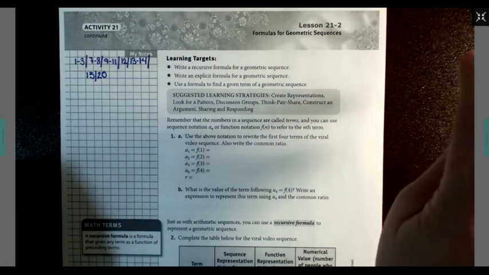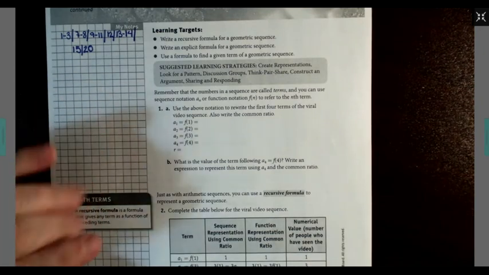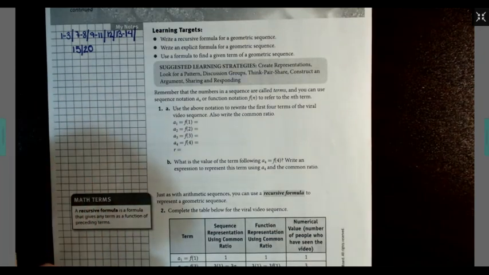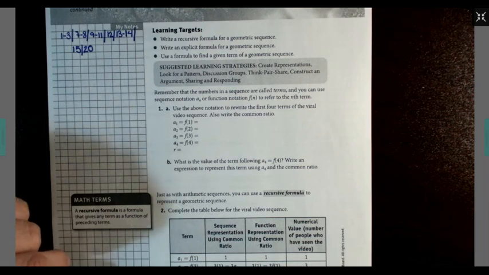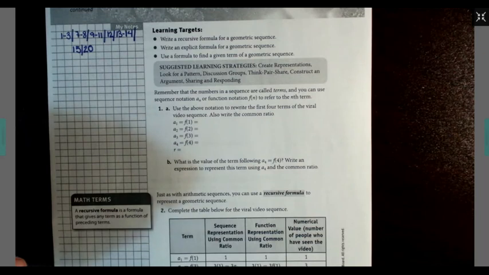We're going to start with questions 1 to 3. Questions 1 to 3 say, remember that the numbers in the sequence are called terms. And you can use sequence notation a sub n or function notation f of n to refer to the nth term. A. Use the above notation to rewrite the first 4 terms of the viral video sequence. Also write the common ratio.